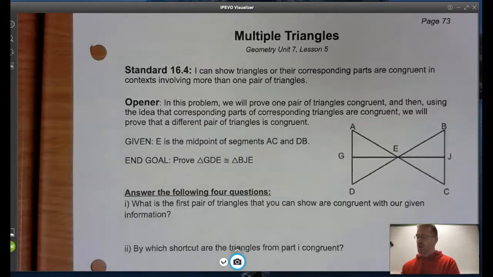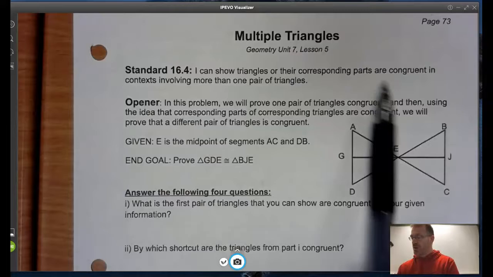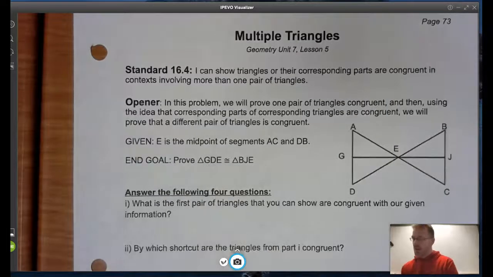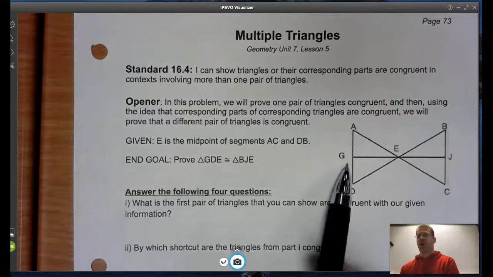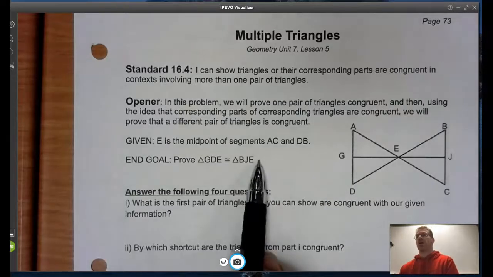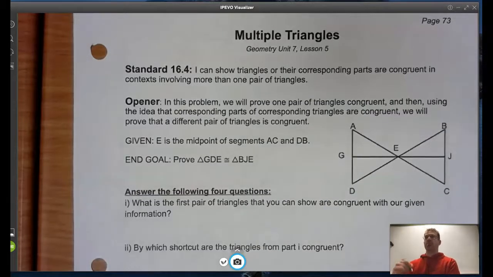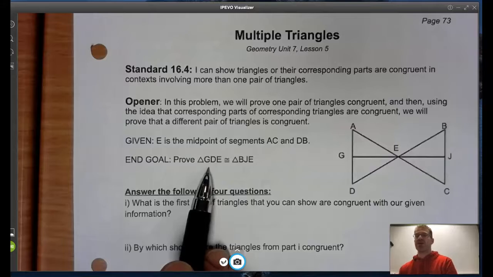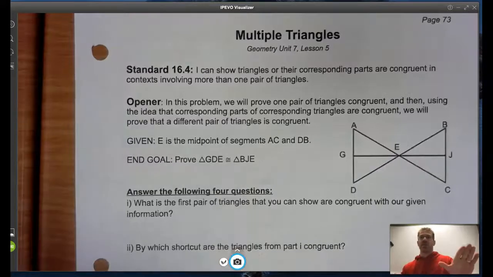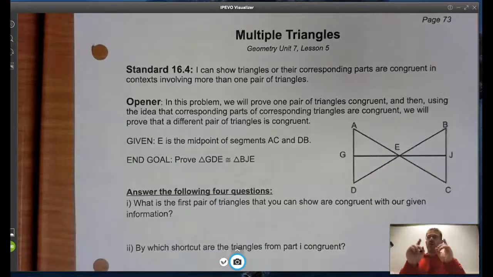So here's what I want you to do. I want you to try the opener here, and it kind of guides you a little bit with the 4 questions here about what you need to do. Now, I'm going to add on to this that once again, there's a lot going to happen in this picture. So what I want you to do, if it's helpful, is redraw some of the triangles that you need. For example, this is your goal, that you want to prove that triangle GDE is congruent to BJE. So maybe you want to draw those separately on a separate sheet and then add information to it as you go through the problem. But I'll leave that up to you, and I'll show you how I approached it once you're finished.